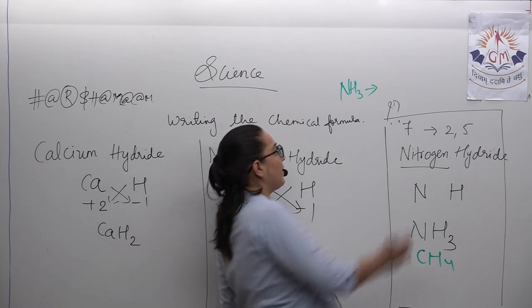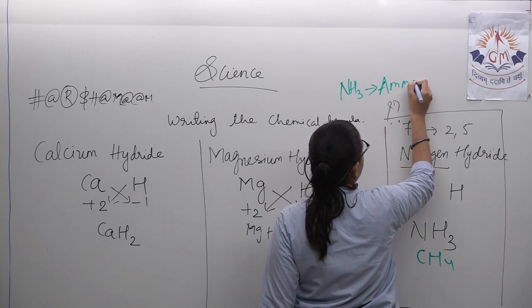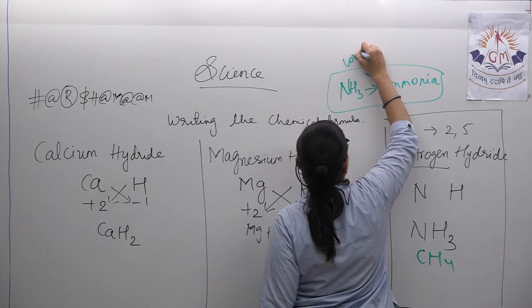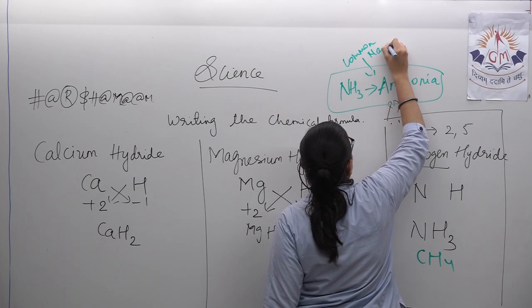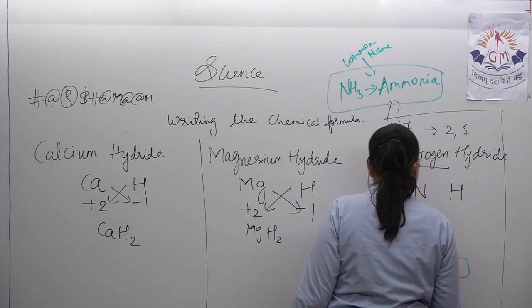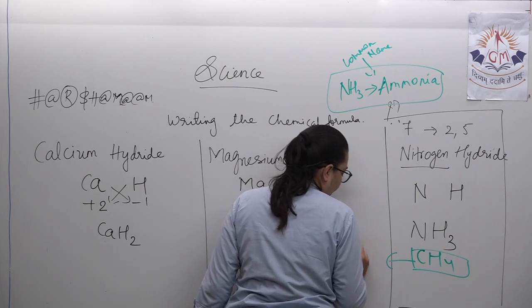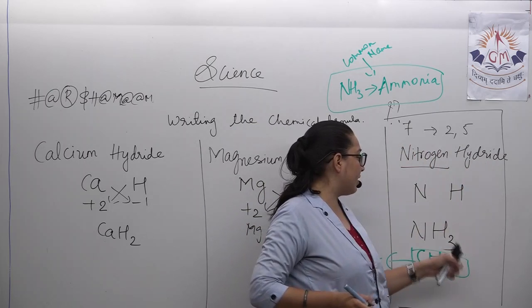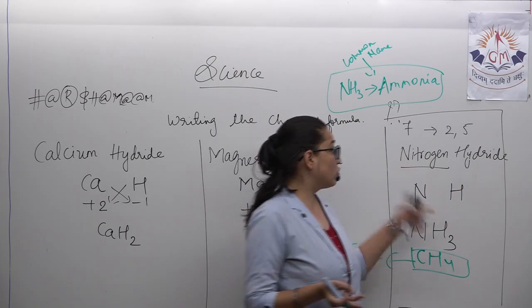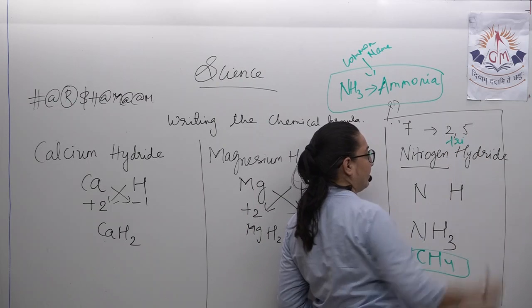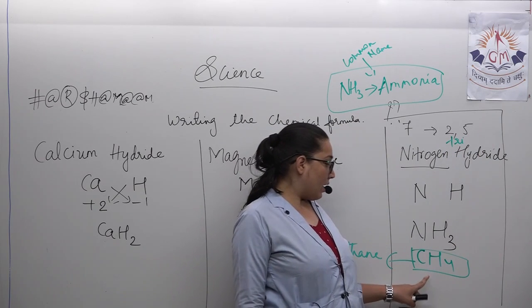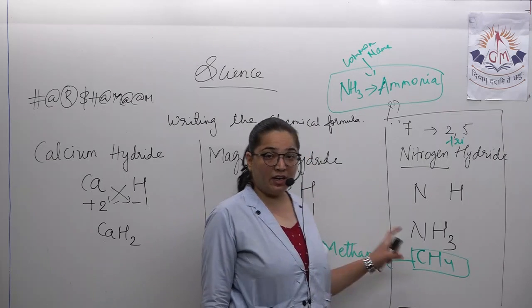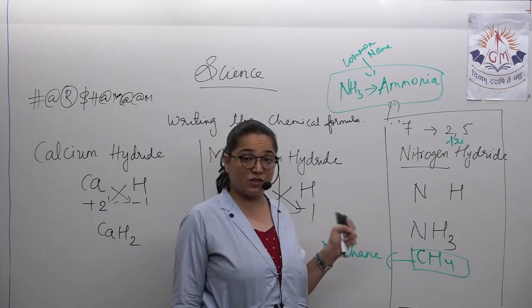Okay. The name of NH3 is ammonia. This is its common name. CH4, its common name is methane. But if I want to write its name, this is nitrogen hydride. How many hydrides are there? 3. So when you write it's generally trihydride. Methane, 1 carbon. How many hydrogen? 4 hydrogen. Common name of CH4 is methane.